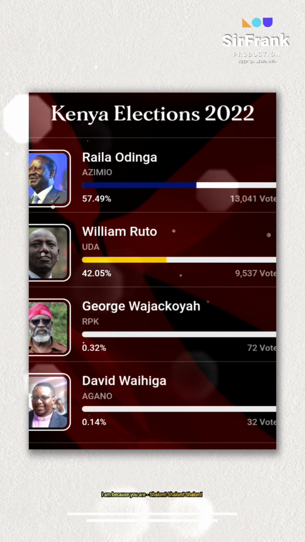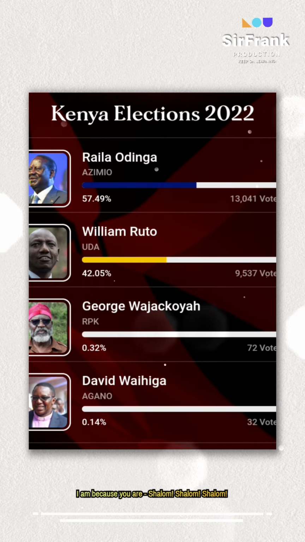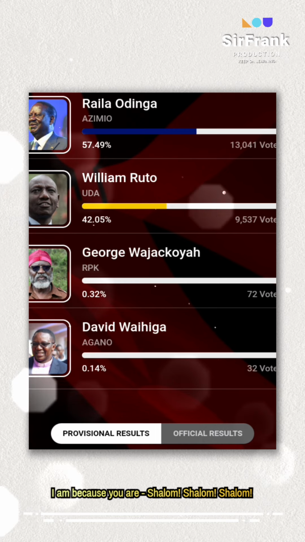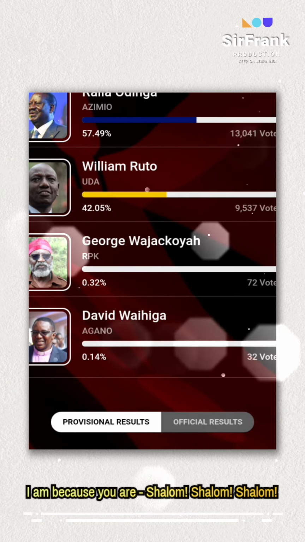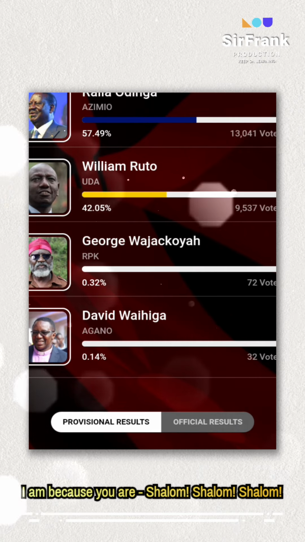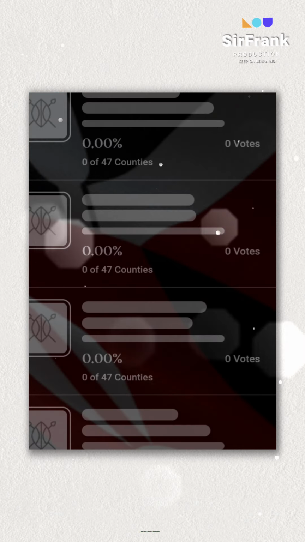That is 13,041 votes. Second in position, you can see how the updates are actually live, William Ruto 42%, those are 9,537 votes, and the rest of the candidates. So these are provisional results, and you also have official results there.